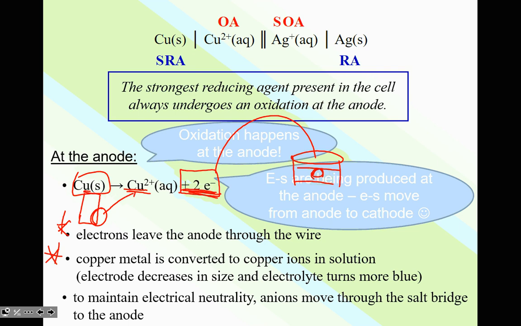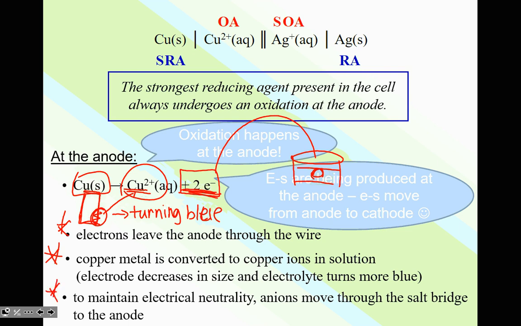So what's happening to the electrode? It's starting to break down, and all of a sudden it's turning blue. The electrolyte is turning blue because of the presence of copper 2 ions. If you use your data booklet, copper 2 ions in solution look blue.